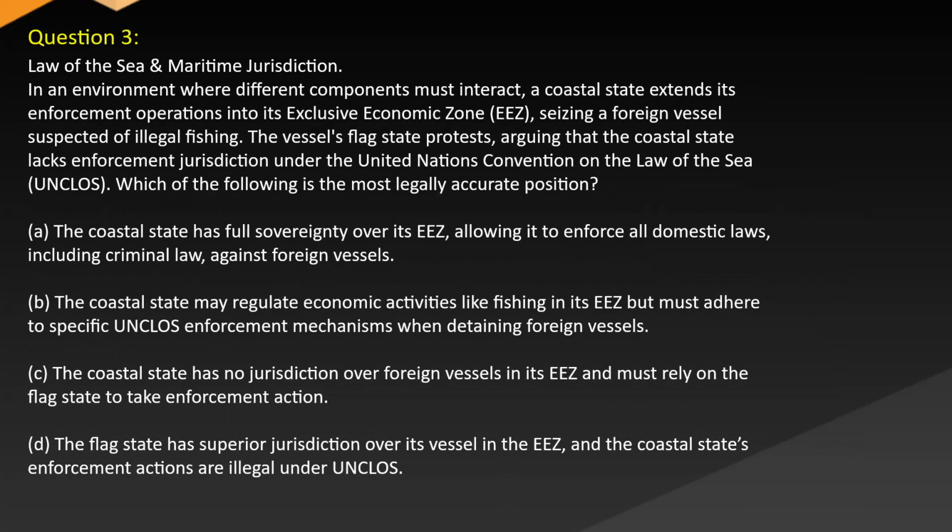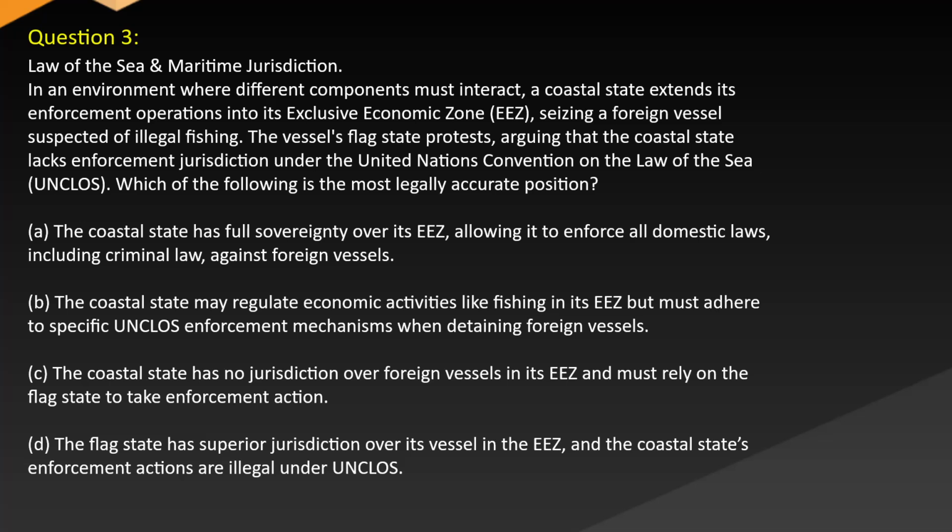Question 3. Law of the sea and maritime jurisdiction. In an environment where different components must interact, a coastal state extends its enforcement operations into its exclusive economic zone, seizing a foreign vessel suspected of illegal fishing. The vessel's flag state protests, arguing that the coastal state lacks enforcement jurisdiction under the United Nations Convention on the Law of the Sea (UNCLOS). Which of the following is the most legally accurate position?